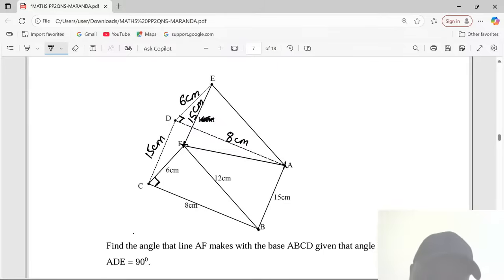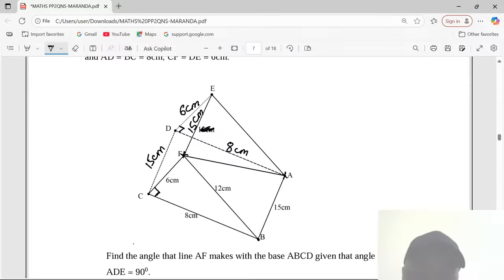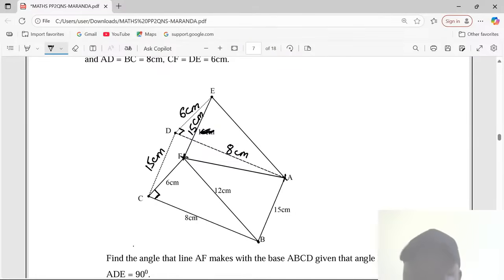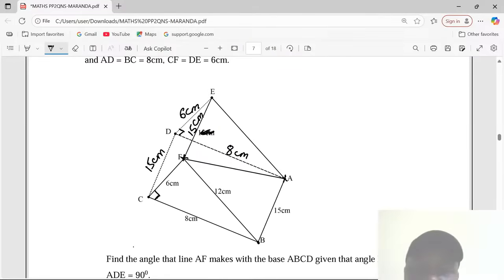Now that it is right angled at those points, there are some other points where it is also right angled, though it has not been mentioned. But you can see that the plane ABF is also right angled at this point, because ABEF is rectangular, meaning that this point is right angled.